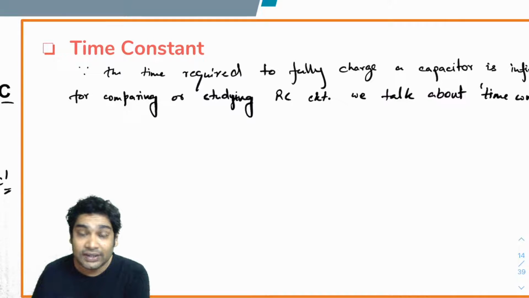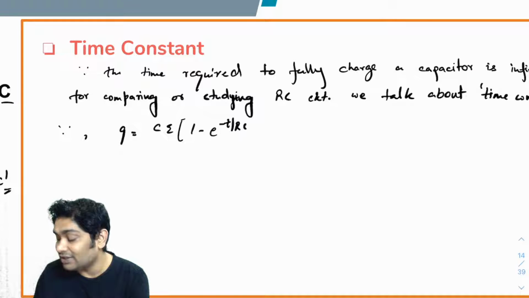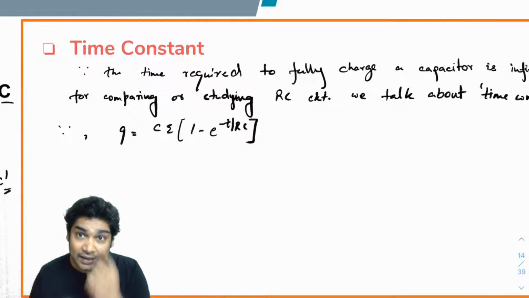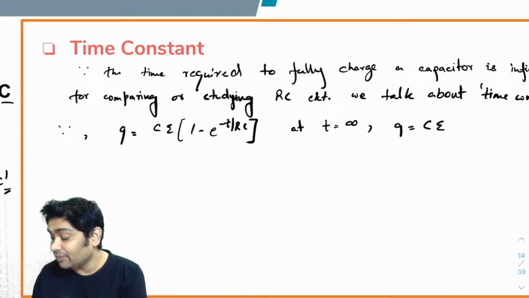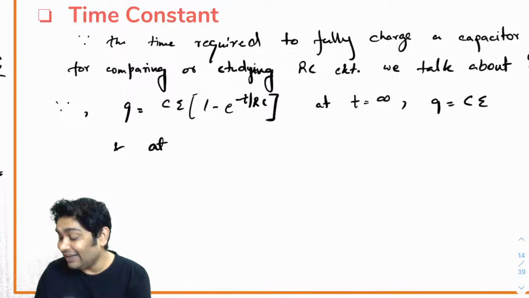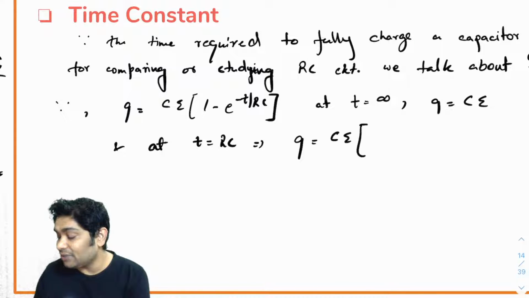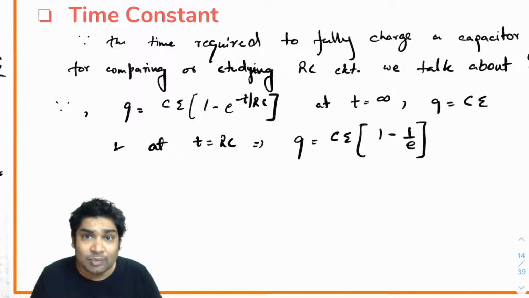Now let's go back to the expression which we had for charge. Q is CE times 1 minus e to the power minus t over RC. If t equals infinity, you will realize Q is CE. And what happens if I put the value of t as RC? At t equals RC, you will realize Q becomes CE times 1 minus 1 over e. Okay, so this is what we started calling time constant.